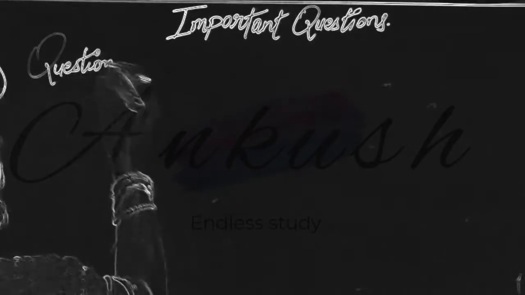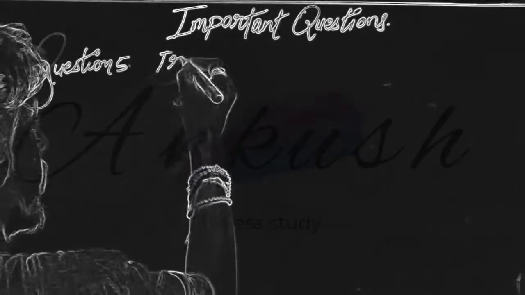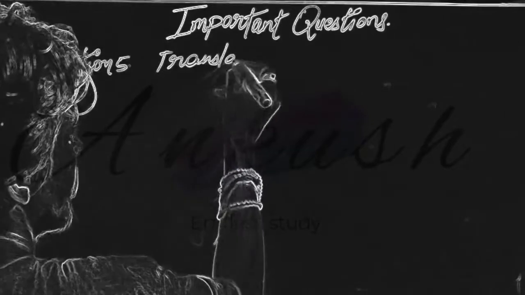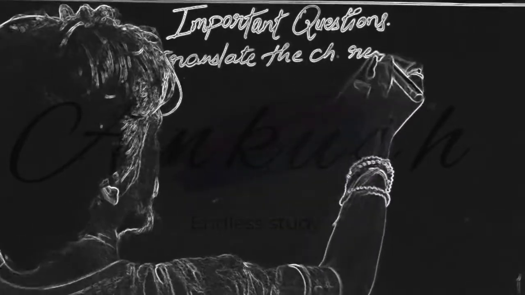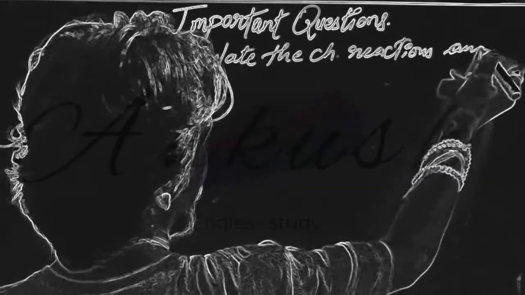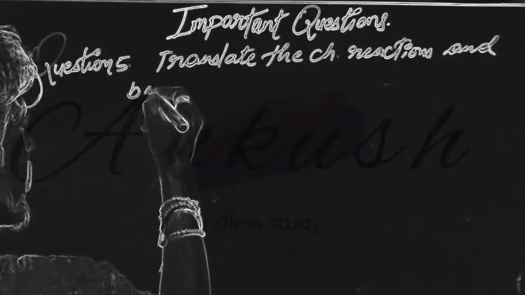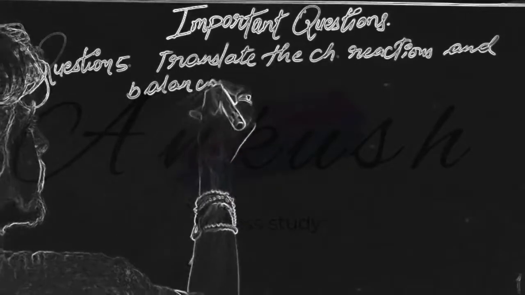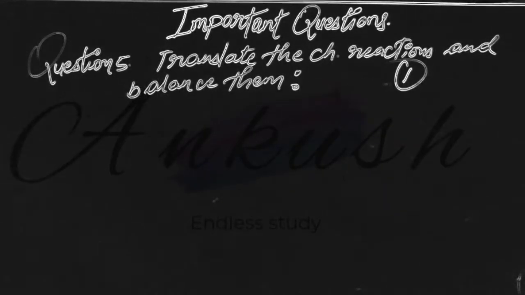Question number 5 is, translate the following chemical reactions and balance them. This type of question mostly comes for 1 mark or 2 marks also.